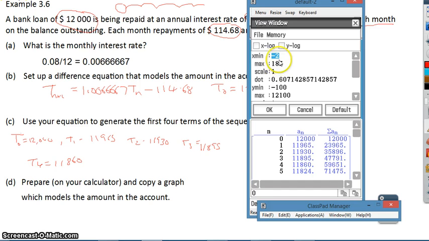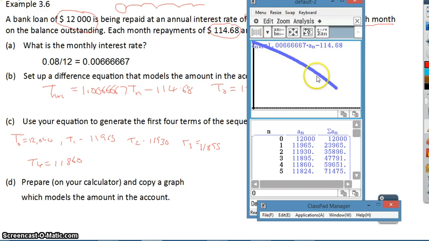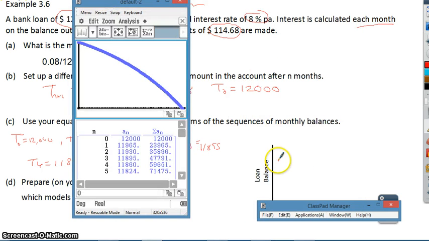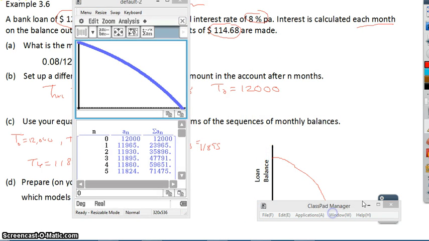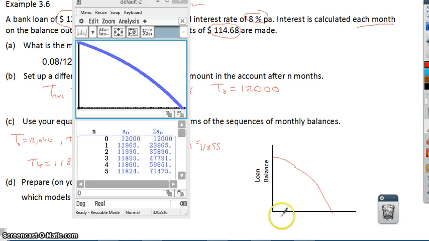And I already had a look down the table and noticed that by 180 I paid the loan off, it goes to 0, so I've set it up to 185. And it comes all the way down to there. So this is what it looks like. Loan balance, and this is number of payments down here.